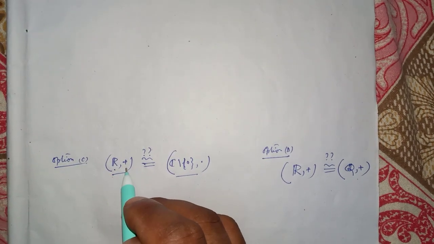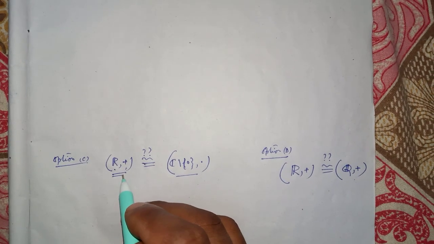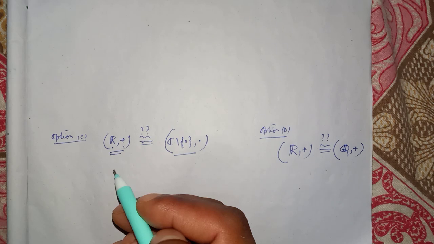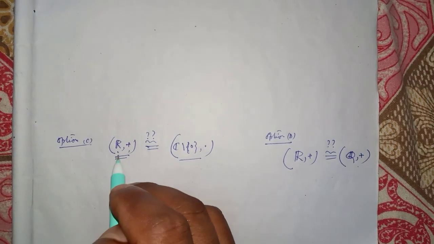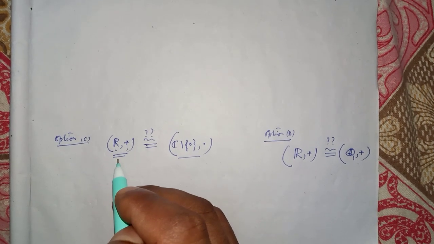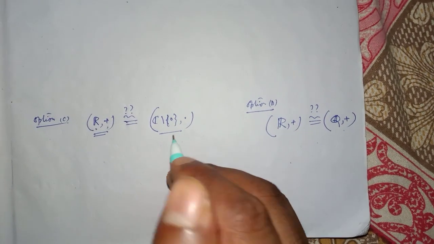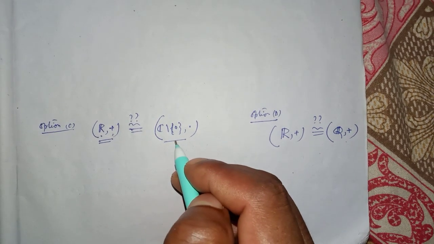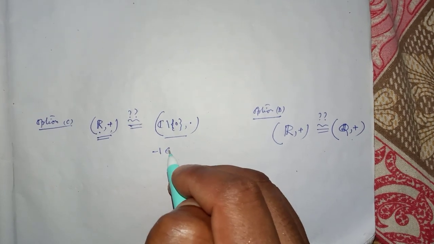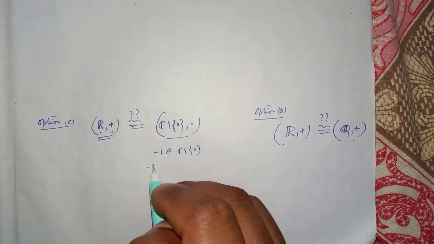In the additive group of real numbers, there is no non-identity element of finite order. That is, there does not exist any element other than the identity of finite order. But in this group there are elements like -1, and the order of -1 is 2.